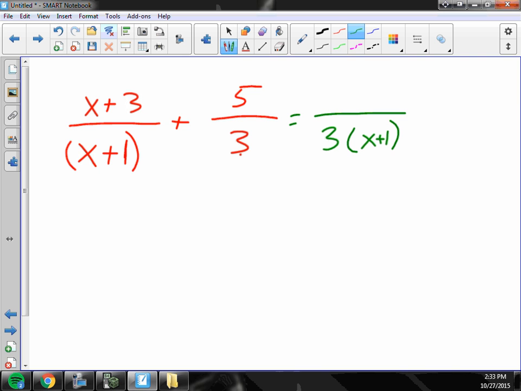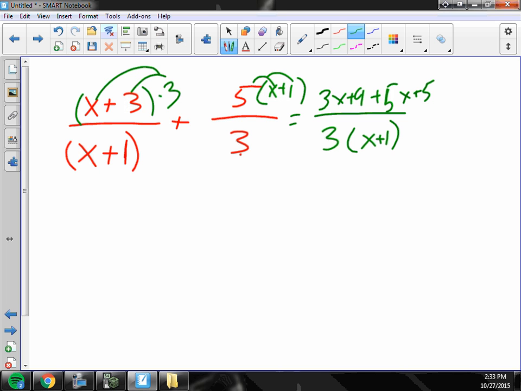So what does the left side need? It needs a 3. What does the right side need? An x plus 1. So distribute that. 3x plus 9. Distribute this. Plus 5x plus 5. So on top, those combine to be 8x plus 14 over 3 times x plus 1.